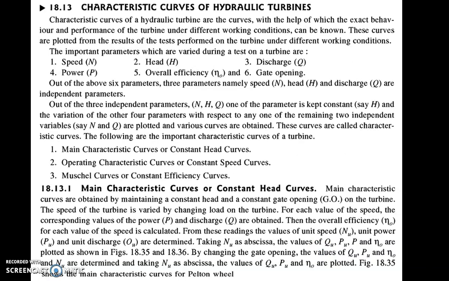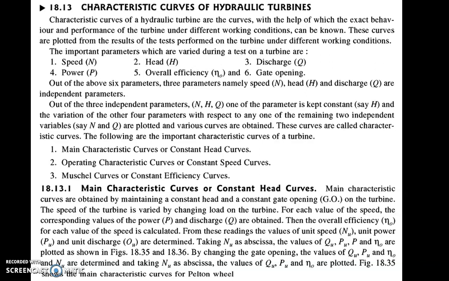Now these unit quantities are very important for drawing the graphs also. When we perform the experiment in the turbo machines lab, we have to draw the graphs of the output versus some parameter, the performance characteristic curves. Which are these characteristic curves? We are calculating power, discharge, head, all this versus the speed of the turbine, and then you have to draw the graph. So characteristic curves of a hydraulic turbine are the curves with the help of which the exact behavior and performance of the turbine under different working conditions can be known.